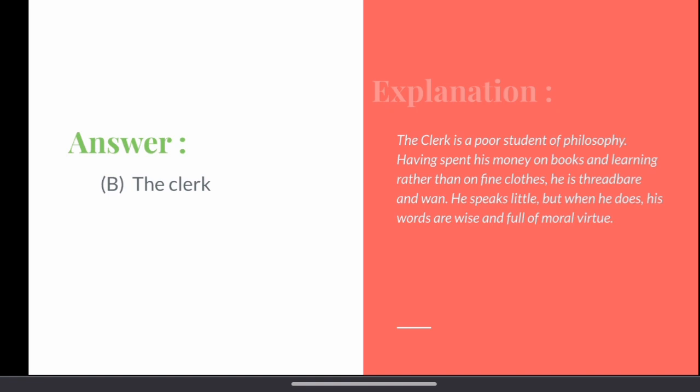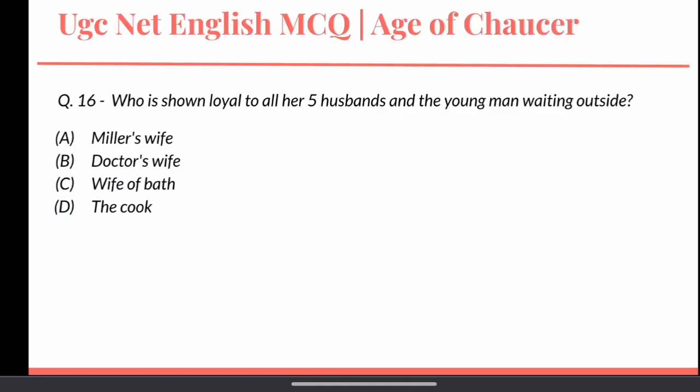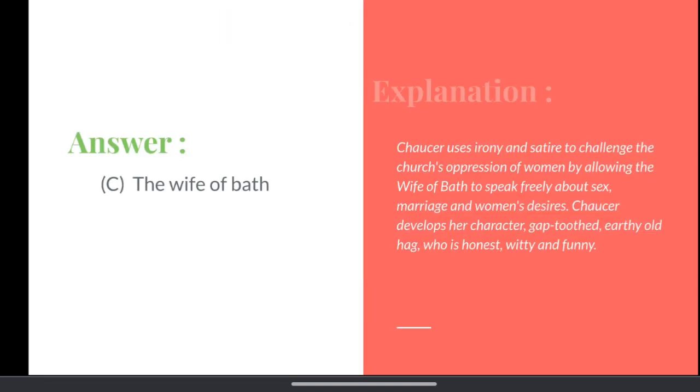Okay, so moving on to the next question. Question number 16 is, who is shown loyal to all her five husbands and the young man waiting outside? Okay, so option A is Miller's wife. Option B, doctor's wife. Option C, the wife of Bath. Or option D, the cook. Okay, the right answer for this question is option C, the wife of Bath.